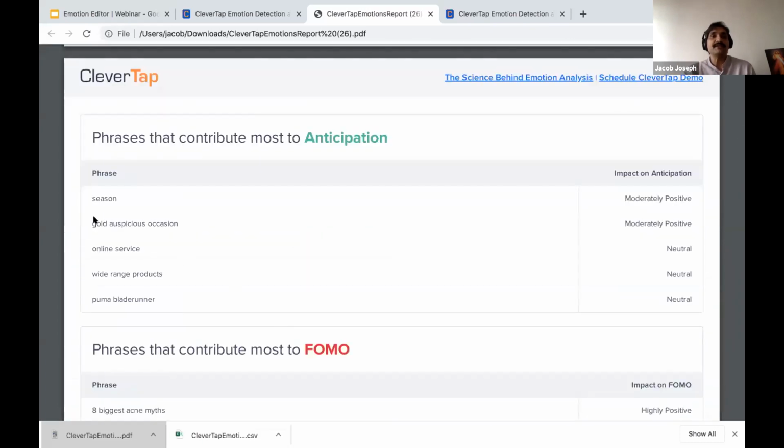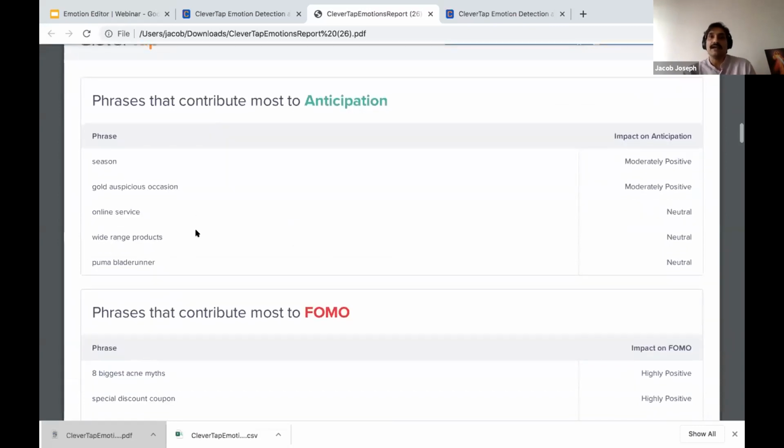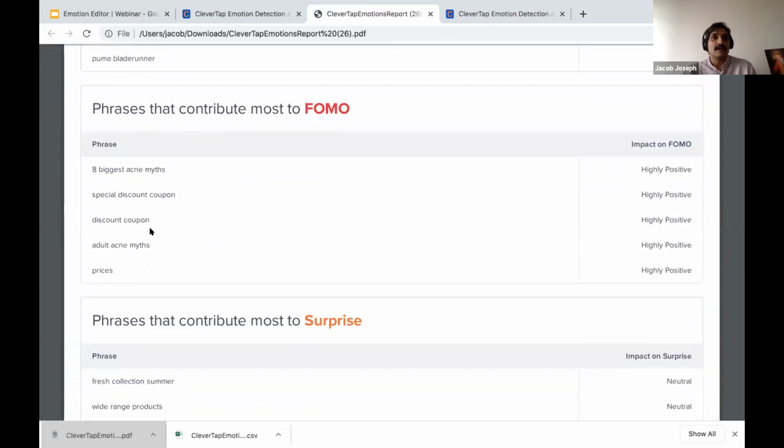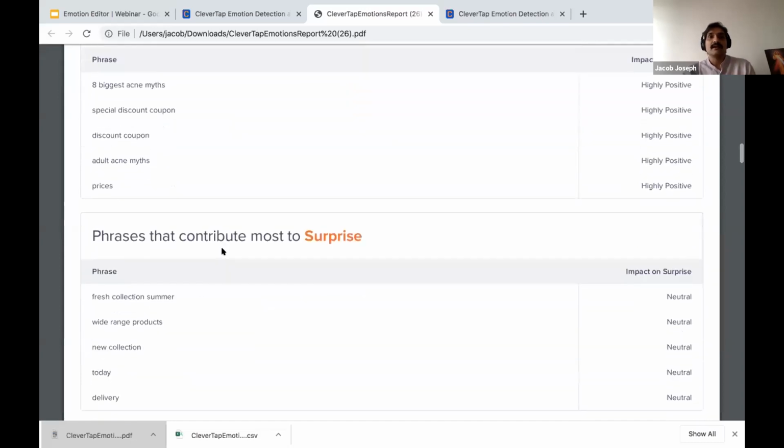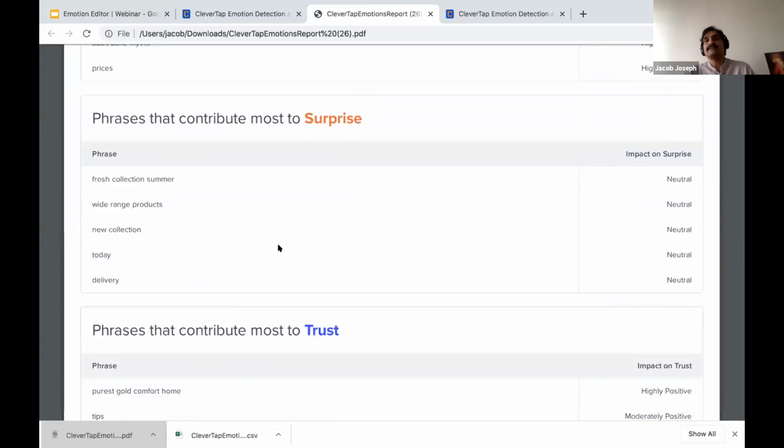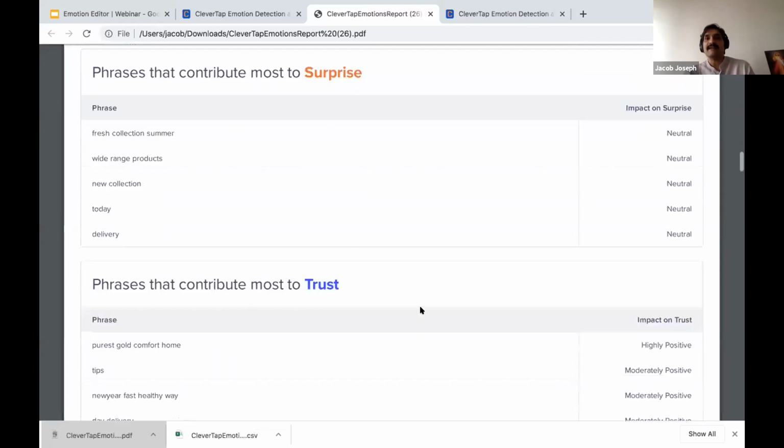Then anticipation had this: gold auspicious occasion, moderately positive; season, again is anticipation. FOMO: discount coupon was highly positive, a special discount coupon, acne myths. Then surprise, it was used less in the campaigns, right? And a very low percentage, just 10%, as you saw earlier. And most of the phrases that we got had a neutral impact. So we didn't get any phrases which had a very high surprise factor in this.